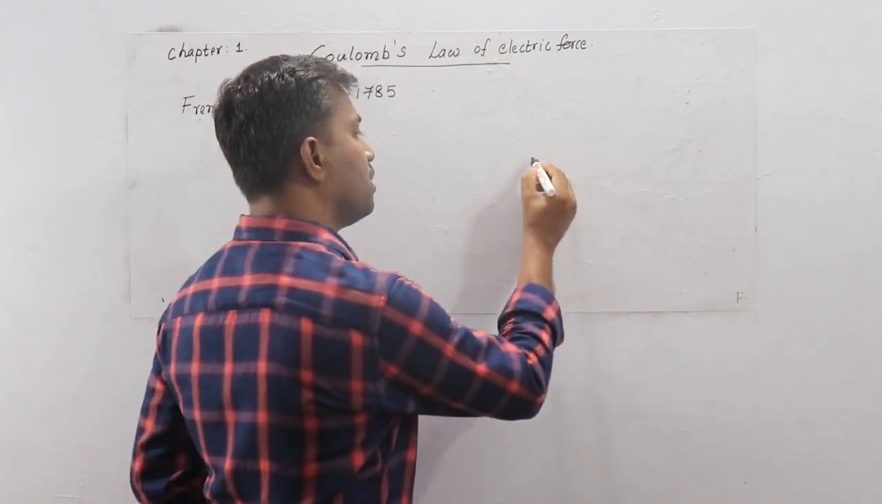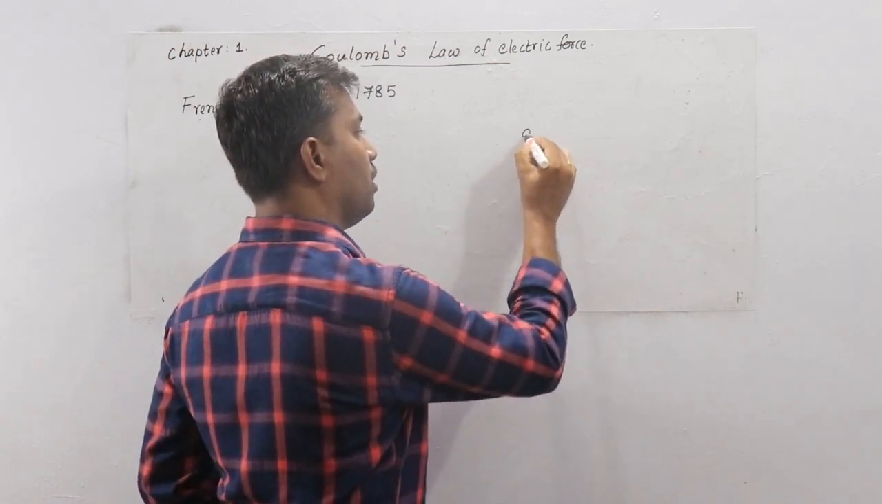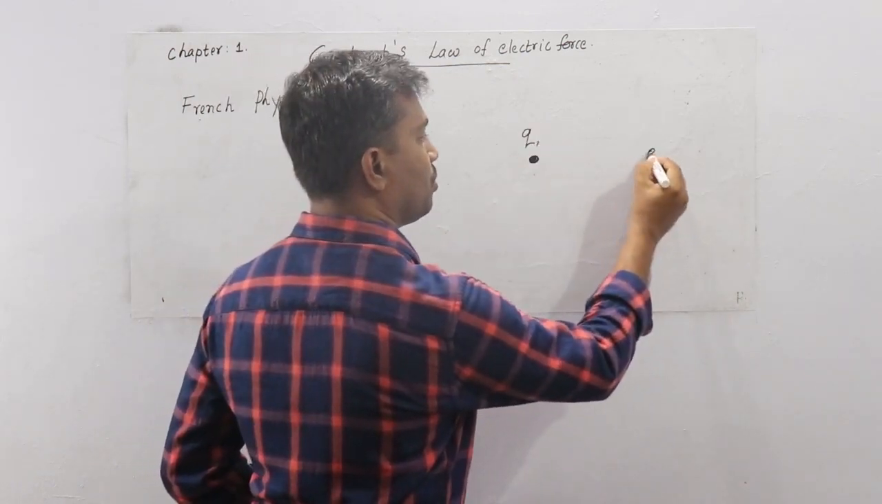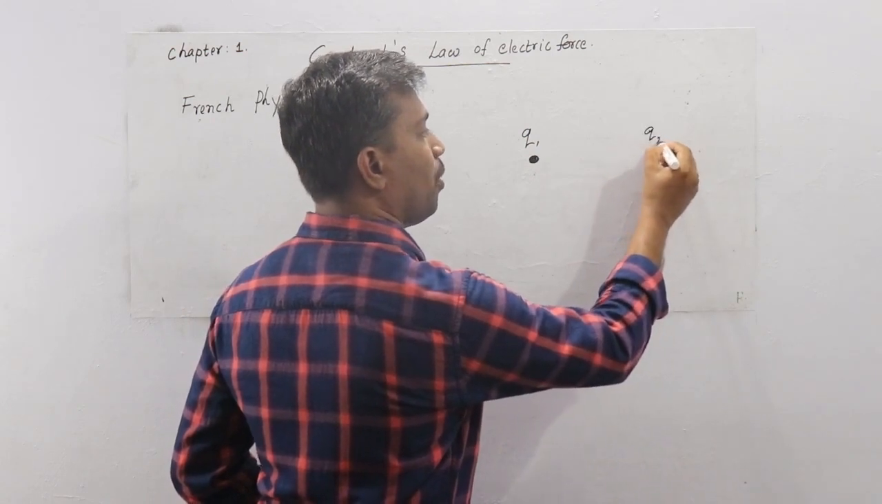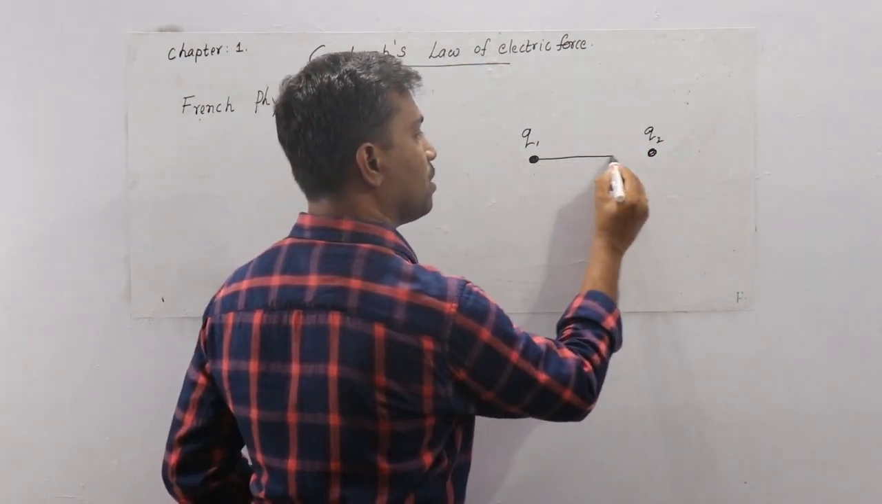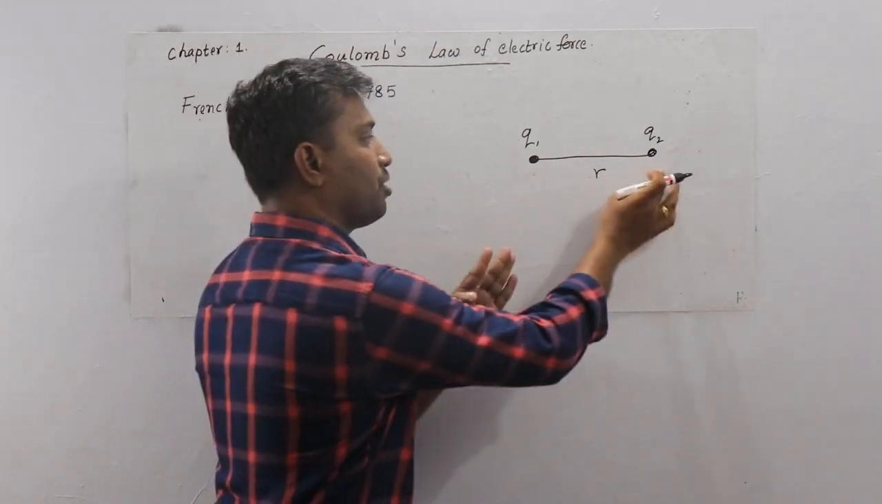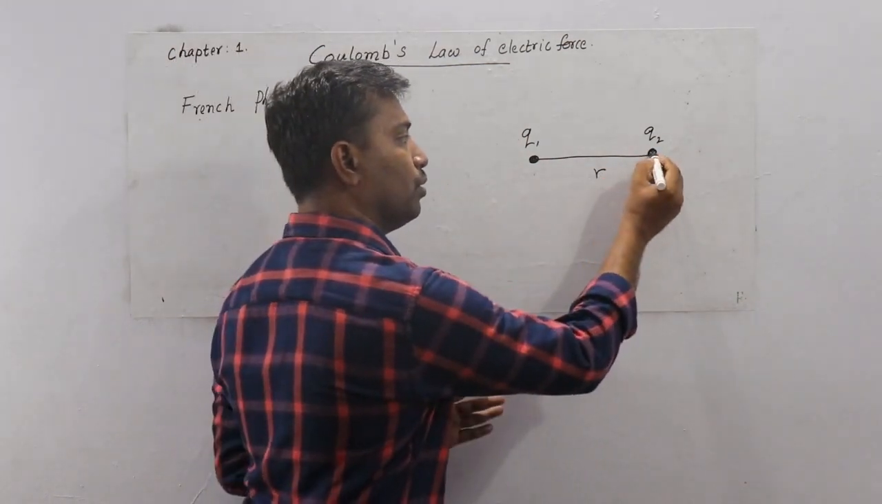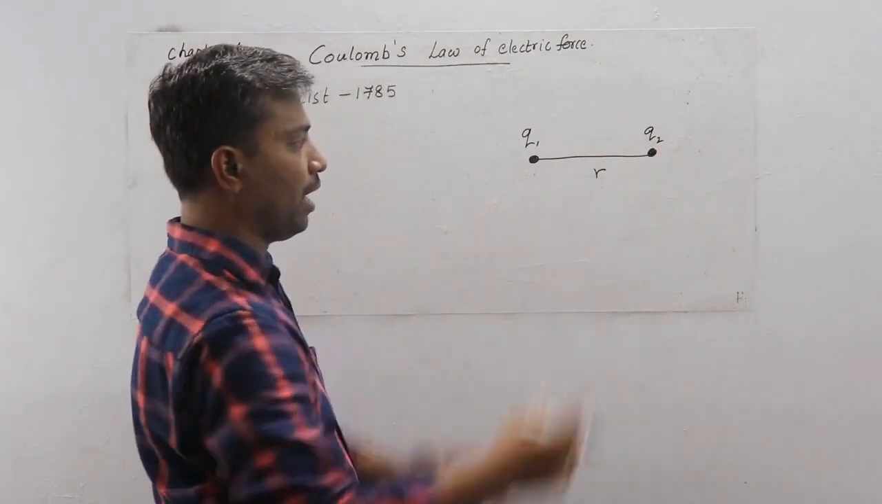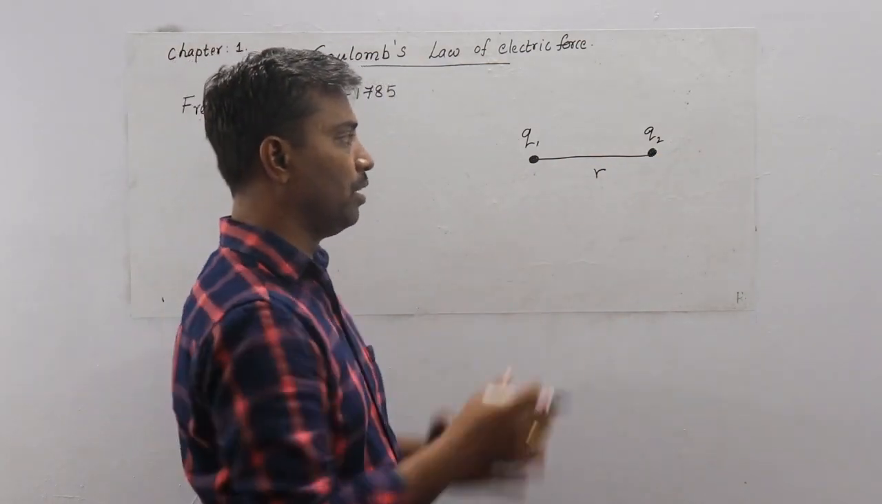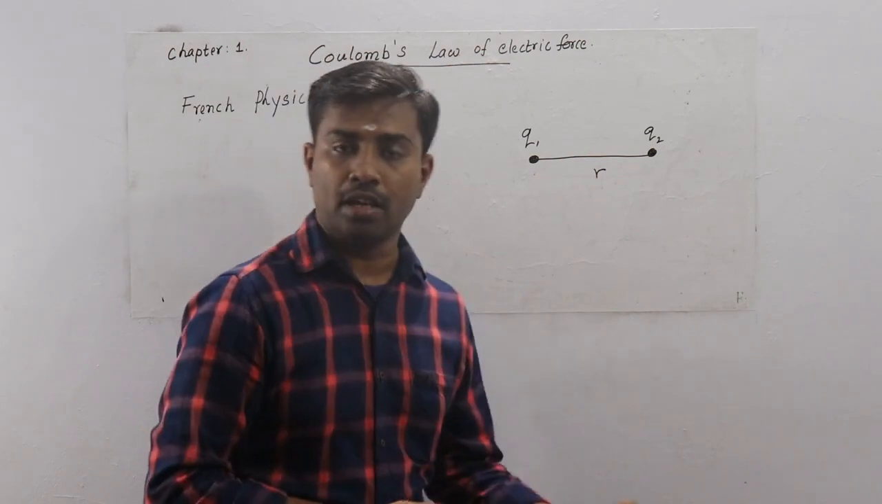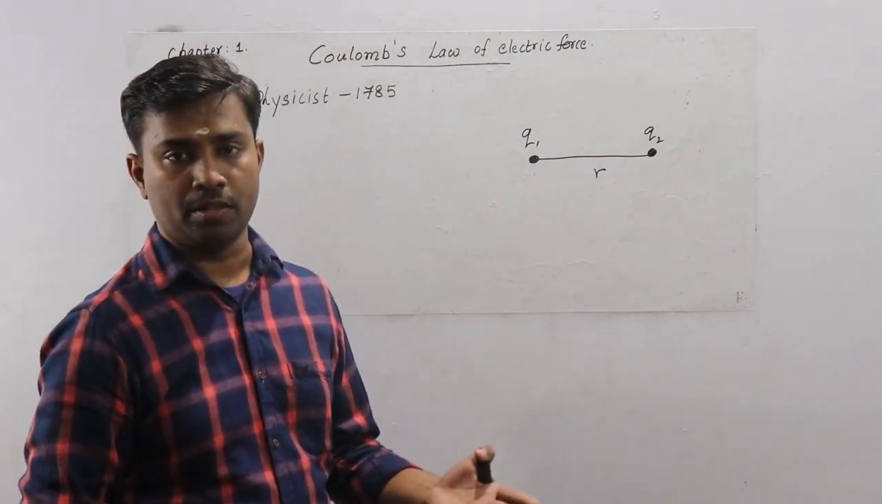So here this is a charge Q1 and this is a charge Q2. They are point charges, separated by a small distance r. So there will be an interaction between Q1 and Q2. That means the force may be attractive sometimes, and repulsive sometimes.